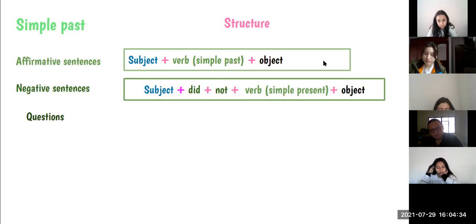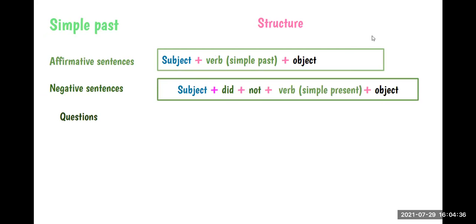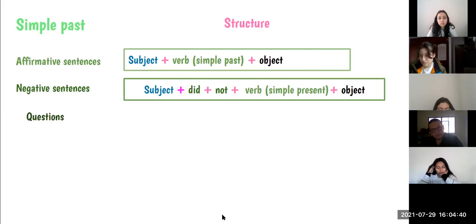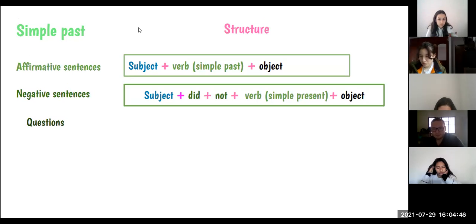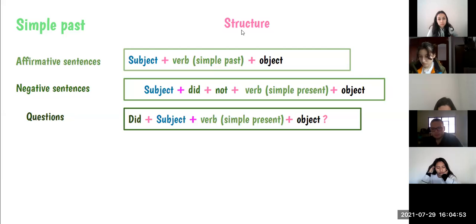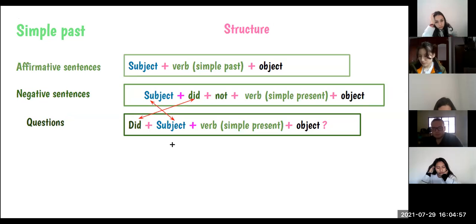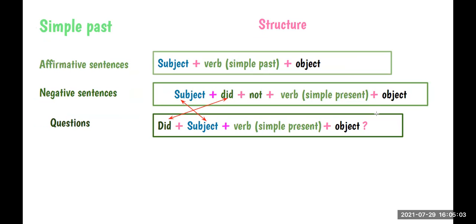Very good. And the last one, the question form. What do we have to do for the question form? We use the auxiliary did before the subject and then the verb in the present. Yes, in the present too, right? So the only thing we need to do here is to change the position of the auxiliary and the subject, right? And the verb is in the present simple, and then the object or complement of the sentence.